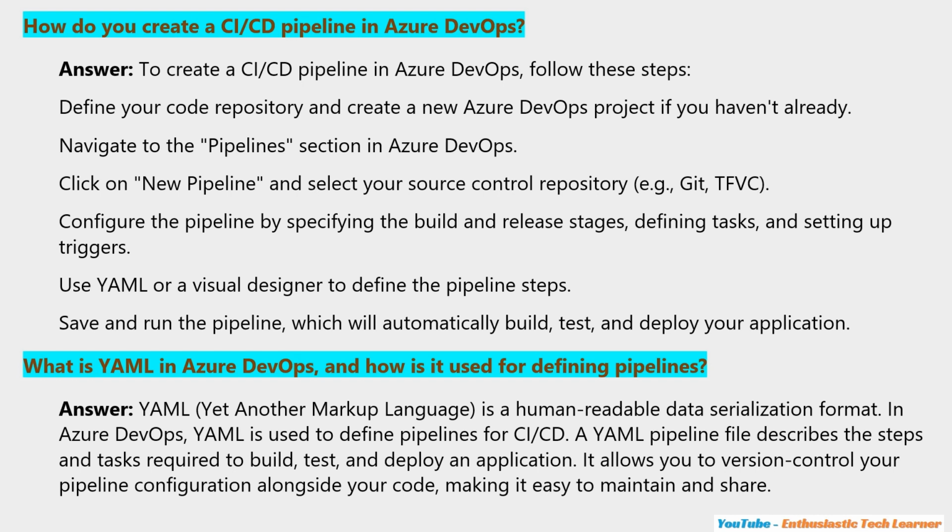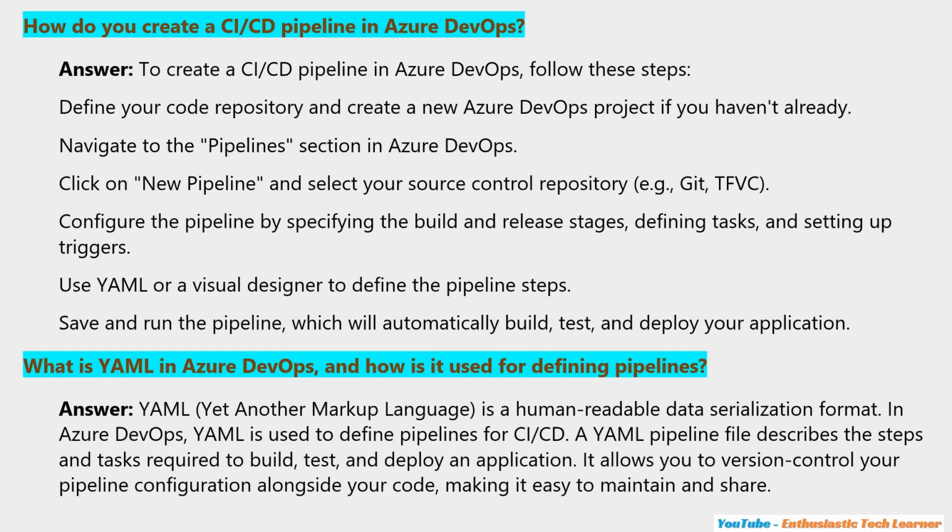Answer: To create a CI/CD pipeline in Azure DevOps, follow these steps. Define your code repository and create a new Azure DevOps project if you haven't already. Navigate to the Pipelines section in Azure DevOps. Click on New Pipeline and select your source control repository, for example, Git, TFVC. Configure the pipeline by specifying the build and release stages, defining tasks, and setting up triggers. Use YAML or Visual Designer to define the pipeline steps. Save and run the pipeline, which will automatically build, test, and deploy your application.